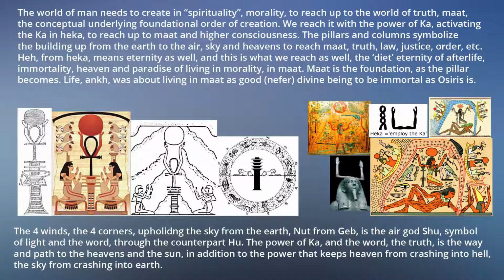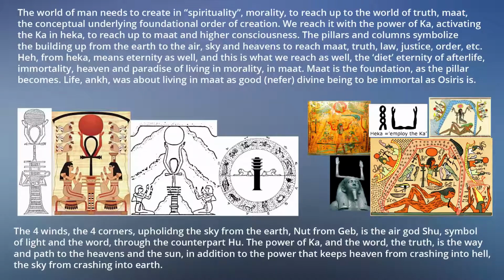So the four winds, the four corners, upholding the sky from the earth, Nut from Geb, is the air god Shu, symbol of light and the word, through the counterpart Hu. So it's symbolic of the light and the word, through the counterpart Hu, which Heliopolis or Hermopolis, I don't remember which one, but Hu was the same as Shu, and they're both the same as Heh. So Heh, eternity, in one place, and then Hu was the word, and Logos in another place, and then you have Shu as another one upholding things, because you had Heh upholding, you have Shu upholding, and I think Hu upholds things, and you have Nun upholding things with their arms, and sometimes with the sun there.